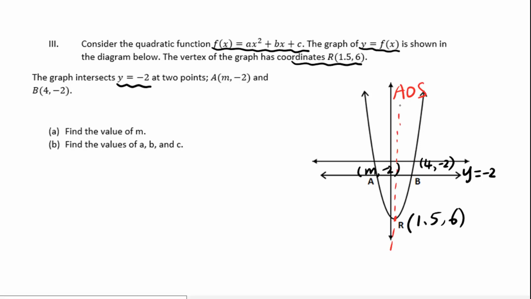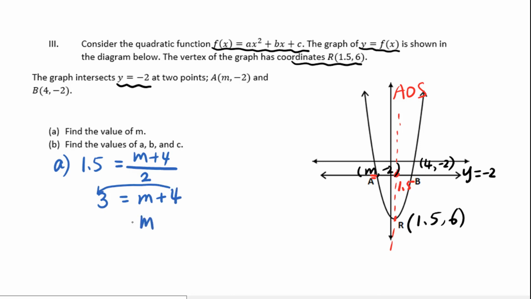Let's draw this axis of symmetry line. That is 1.5 equals m plus 4 over 2. Multiply by 2 both sides. You will get 3 equals m plus 4. Then subtract 4 both sides. M equals -1.